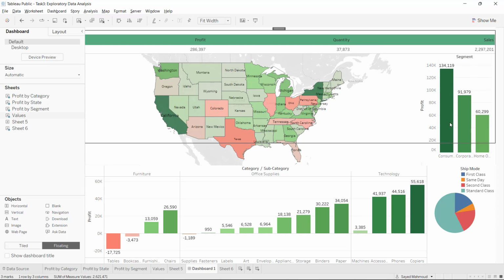Here the consumer is the highest. We have sales of 2,300,000 dollars. We have sold about 37 or 38,000 items of merchandise, and profit was about $300,000, and that's all.